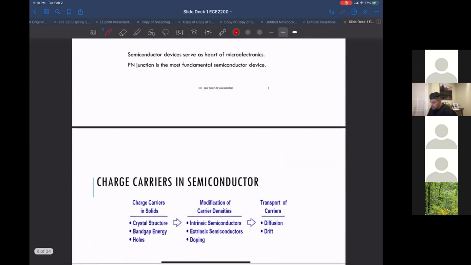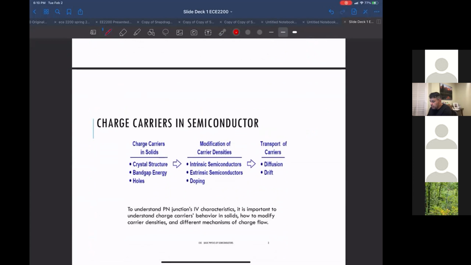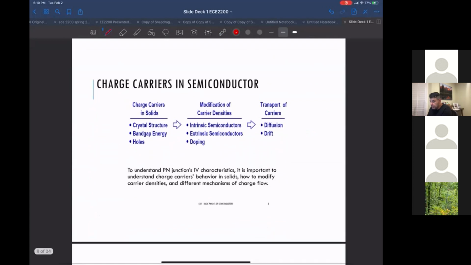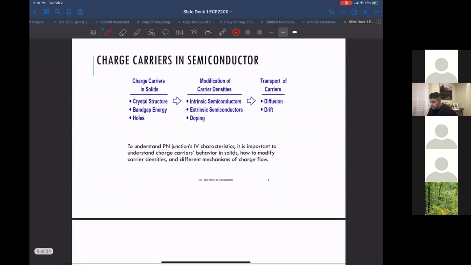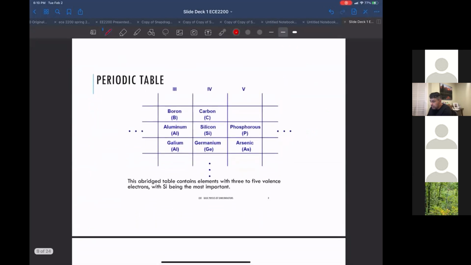So anyway, we'll talk about what charges are and how we can modify them, etc. So let's first talk about what this stuff is made out of, just to begin with.